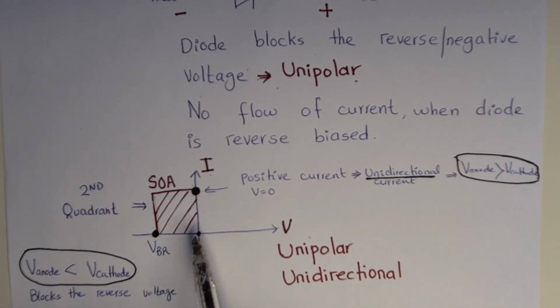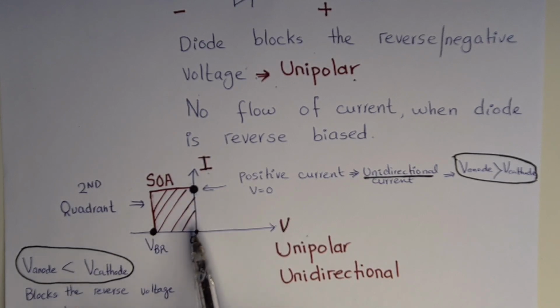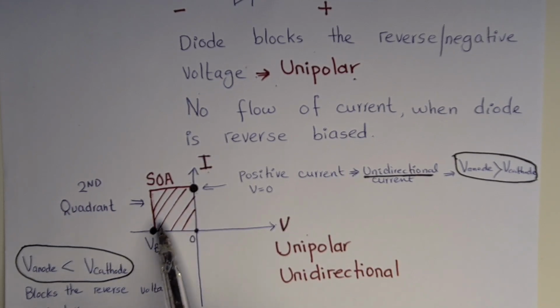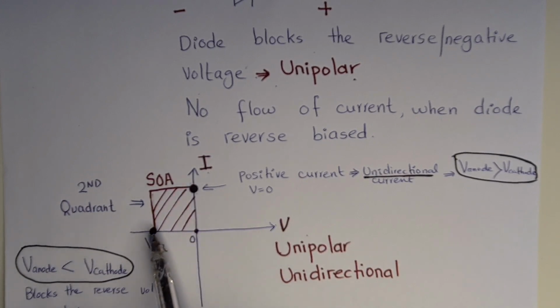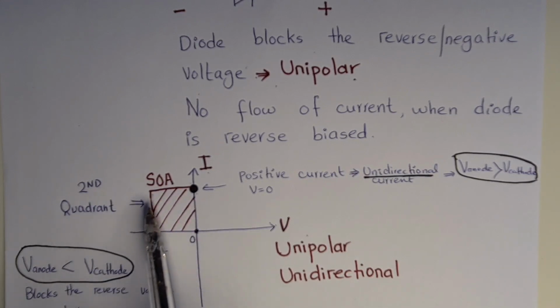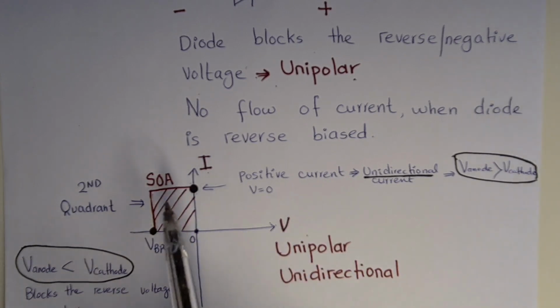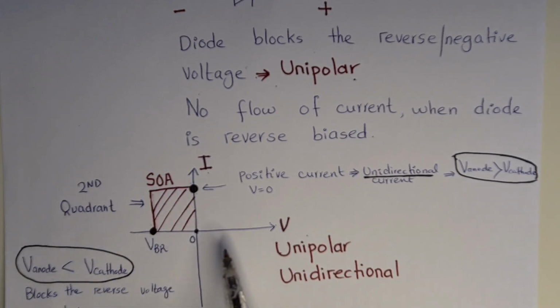When the diode is in forward bias condition, then the current is flowing in the diode. So here we have represented the positive current, and when the positive current is flowing, the voltage drop across the diode is 0 volts. When the diode is in reverse bias condition, it blocks the negative voltage and there is no flow of current. So we have positive current, we have the negative, which is the breakdown voltage of this diode. So this one is the safe operating area of the diode and this represents the second quadrant. So this diode is unipolar, blocks negative voltage only, and unidirectional, conducts current only in positive direction. So this is all about the diode.